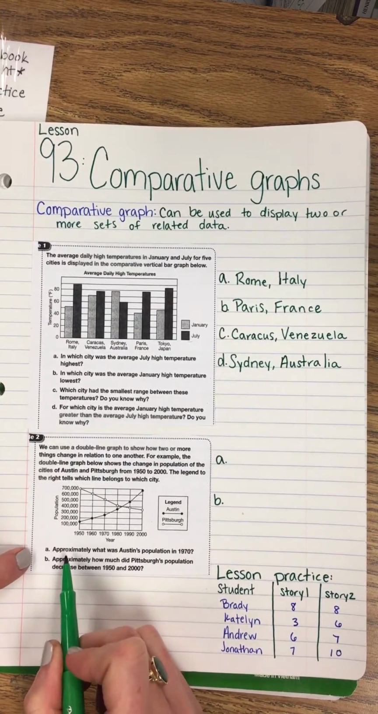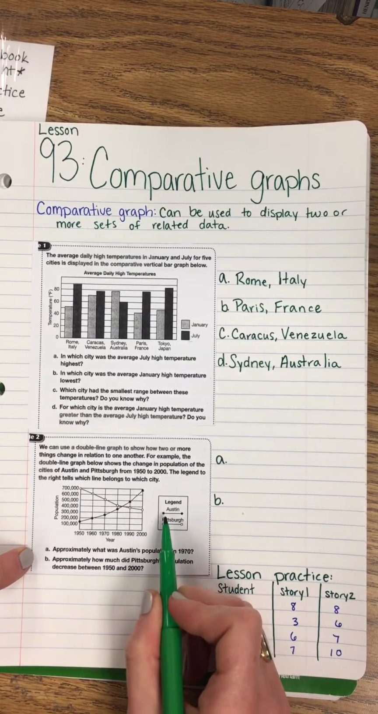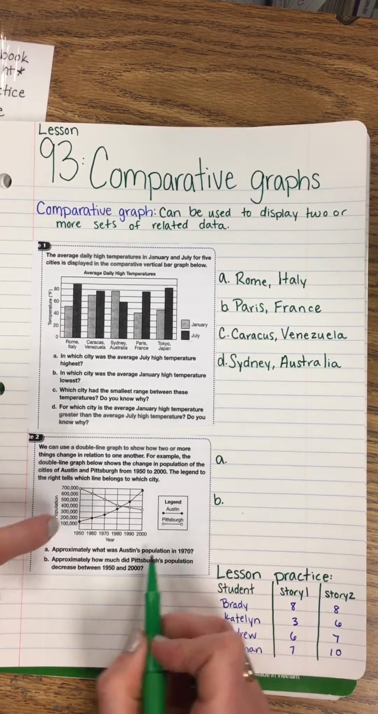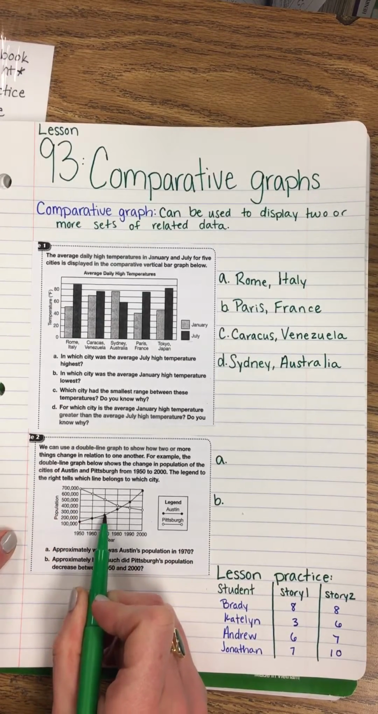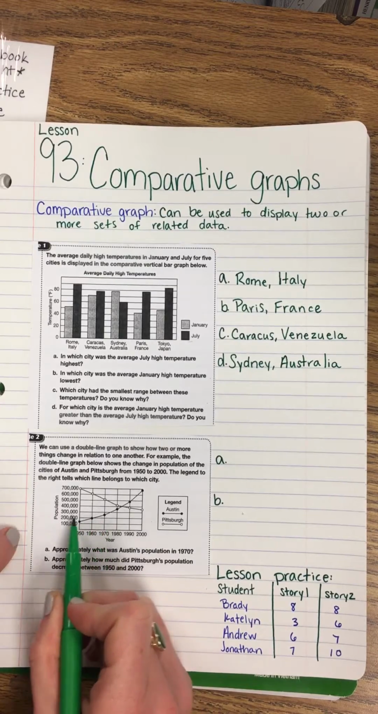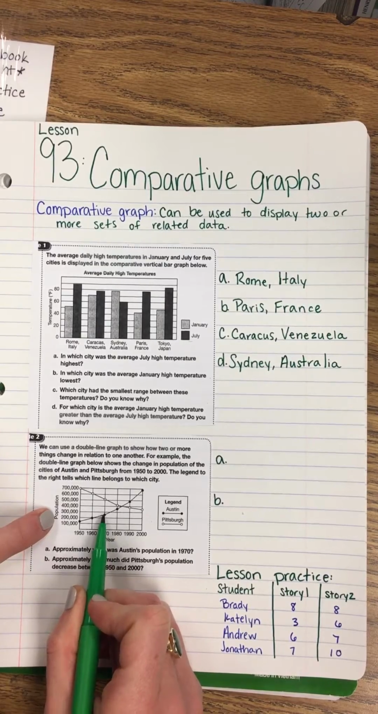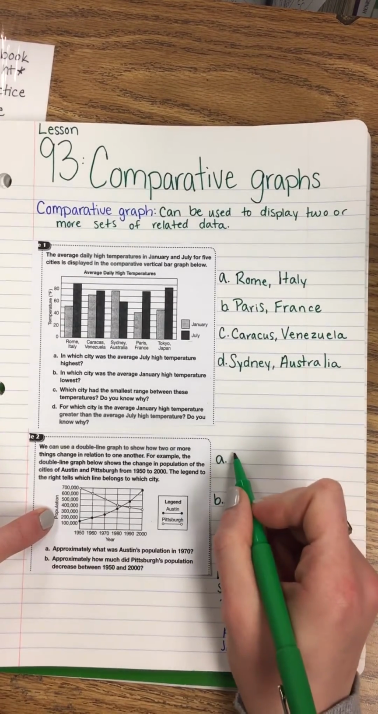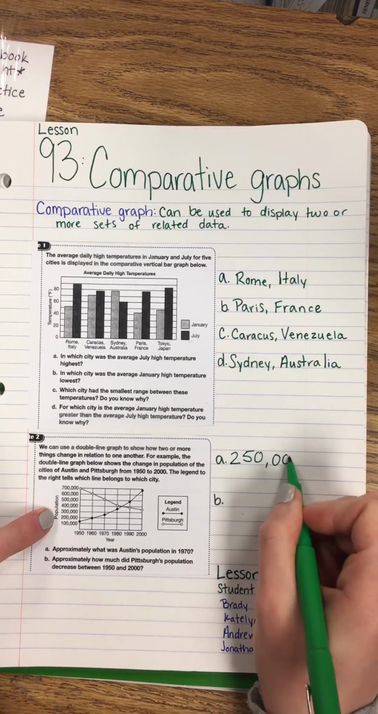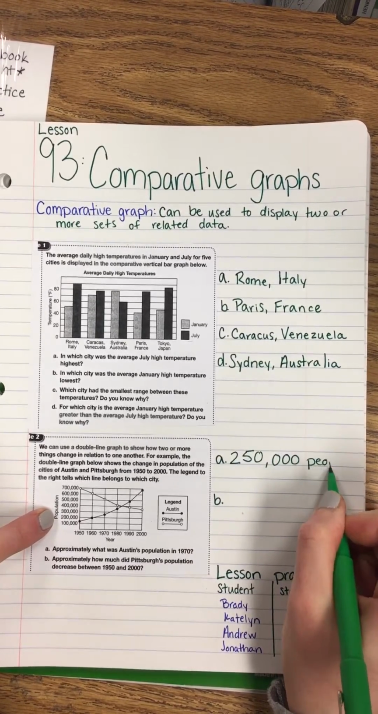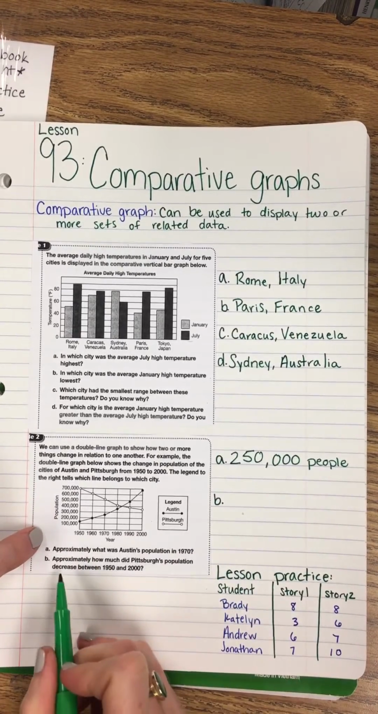Question A, approximately what was Austin's population in 1970? Austin is the one with the filled in dots. We follow 1970 up to the line with the filled dots and go over. It's between 200,000 and 300,000, right in the middle, so it's 250,000 people. Population is the number of people, so we know that the unit is people.